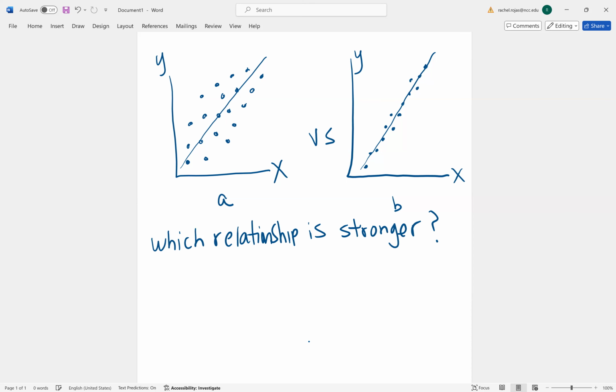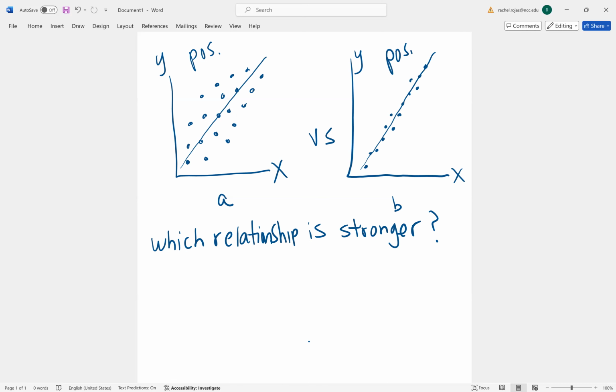So I want you to think about it for a minute. If you had to answer my question, which relationship, the relationship in graph A or graph B, do you think is stronger? And the answer is, they're both positive, right? So let's just make a note that these are both positive relationships, but the relationship in graph B is going to be stronger. And the reason is these ordered pairs, or these points on this graph, tend to cluster more closely around that line pattern, right?